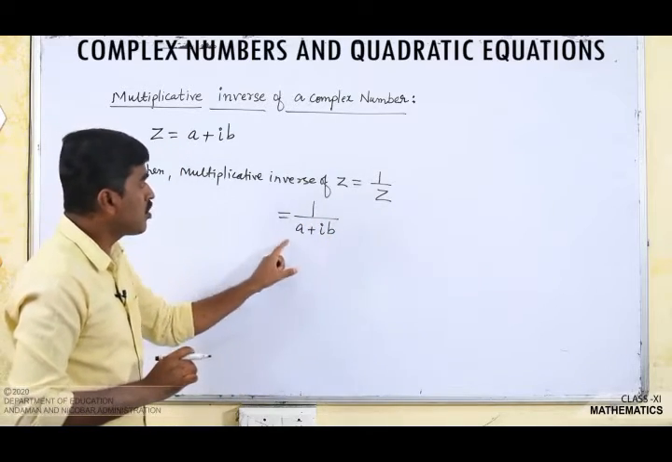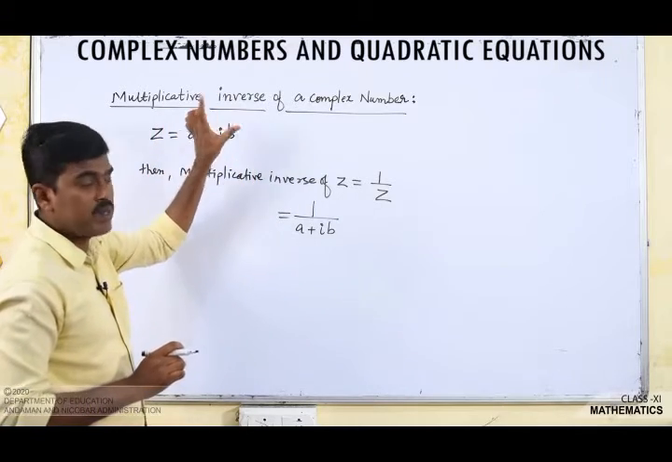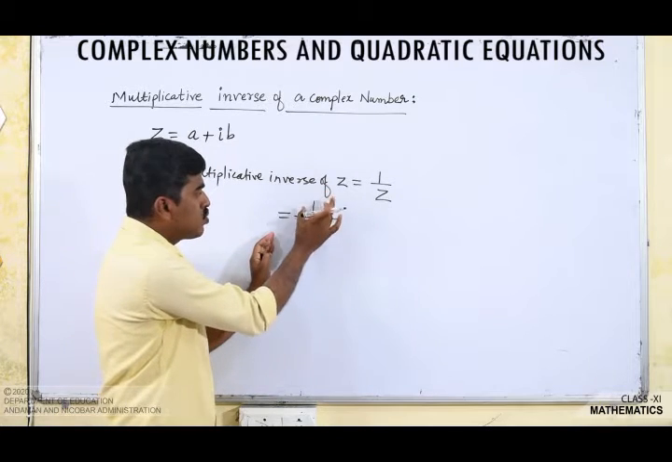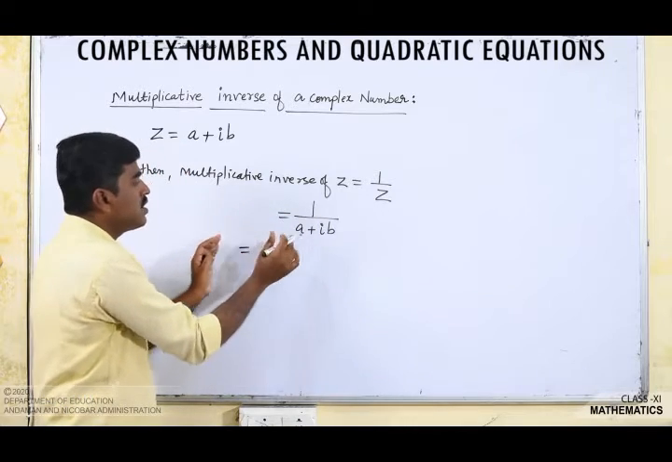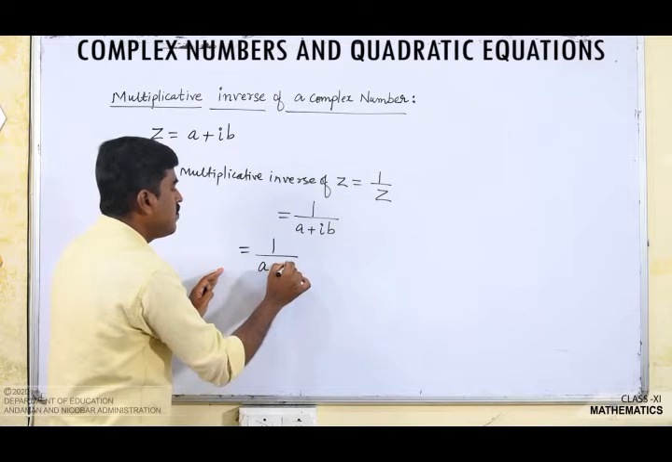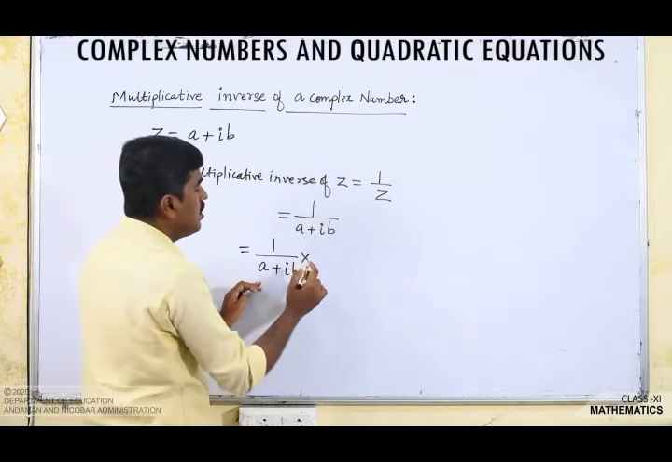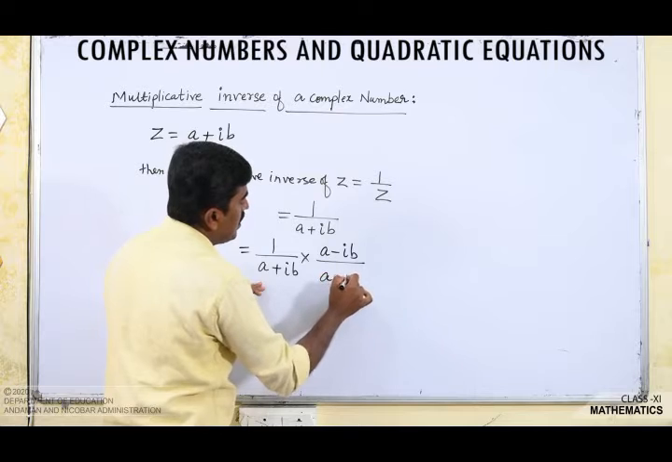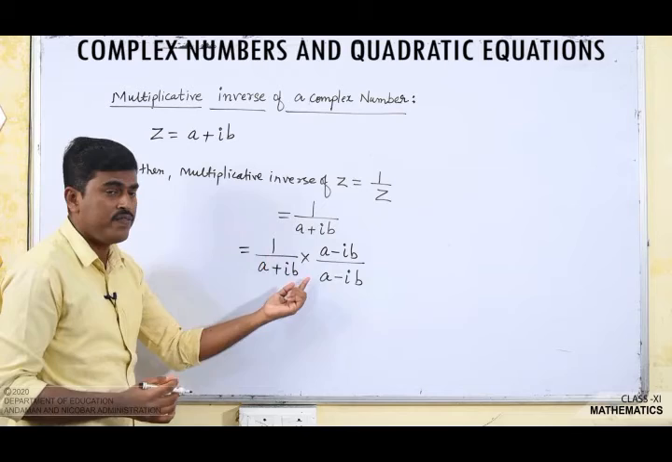What is the standard form of a complex number? That is a plus ib, that is real part plus i into imaginary part. Now we have to convert this 1 by z, that is 1 by a plus ib, into the standard form. So to convert this complex number into the standard form, we have to multiply and divide 1 by a plus ib by a minus ib, that is, by the conjugate of a plus ib.